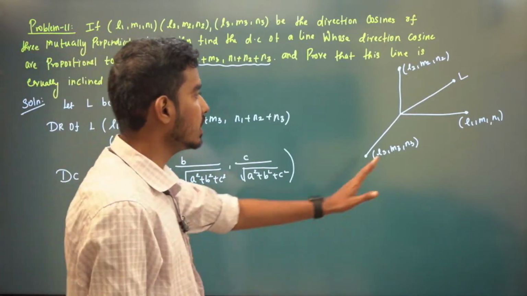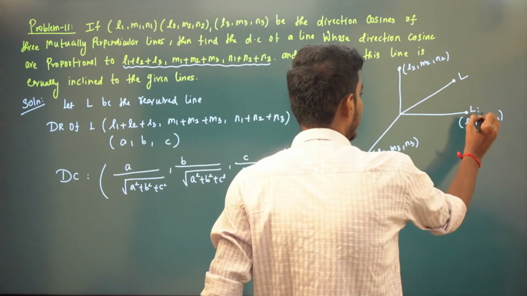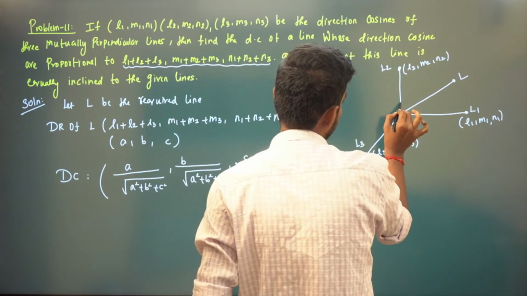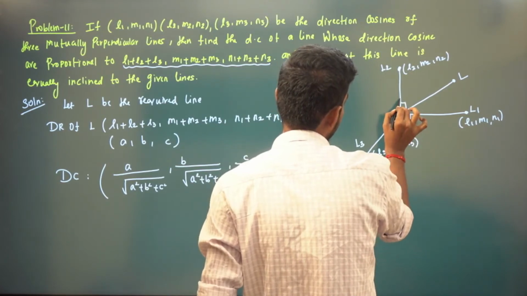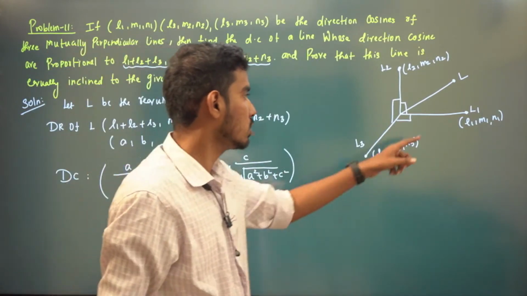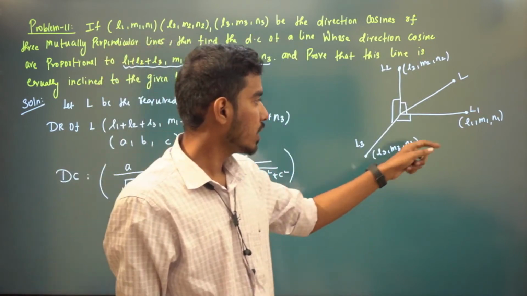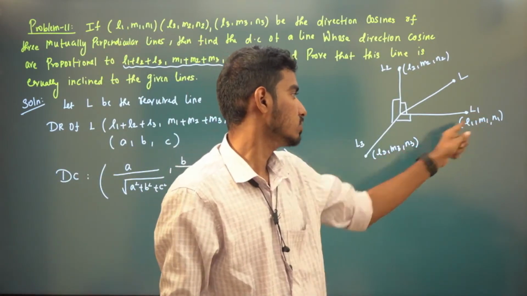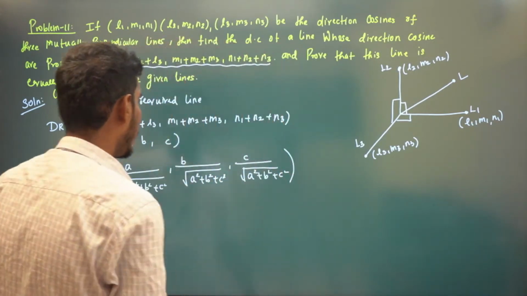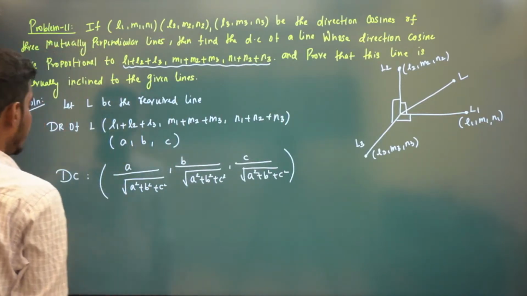Remember, these three lines are mutually perpendicular. Let us call them L1, L2, L3. That means this angle is 90, this angle is 90, this angle is 90. All three are mutually perpendicular. Then what can you say about L1 L2 plus M1 M2 plus N1 N2? It is 0. What about L1 L3 plus M1 M3 plus N1 N3? It is 0, because theta is 90 degrees here. Now we will find the value of a square plus b square plus c square.